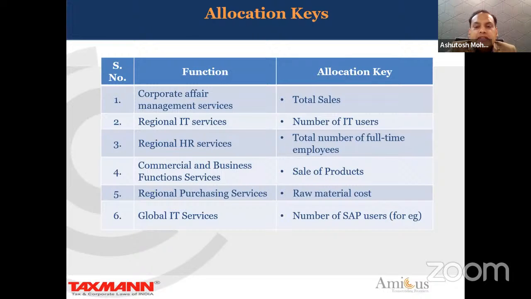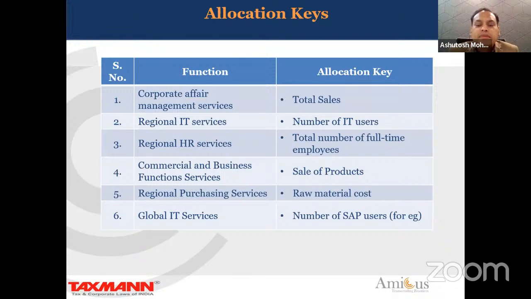For something like IT services, the number of IT users. So if you have, for example, software like SAP or any other software which has been developed by the group itself or licensed by the group, it has a record of the number of users of the software. It can be the number of users in between the different associated enterprises that are using the software. For HR, it can be the number of full-time employees. For purchase services, procurement services, it can be the raw material cost for each entity. So depending upon the nature of service, you can take one allocation key or the other.